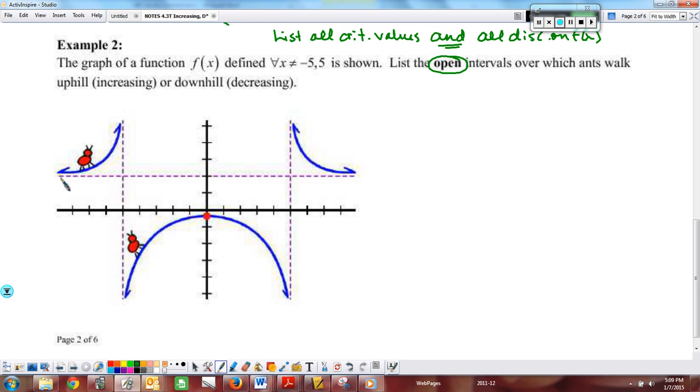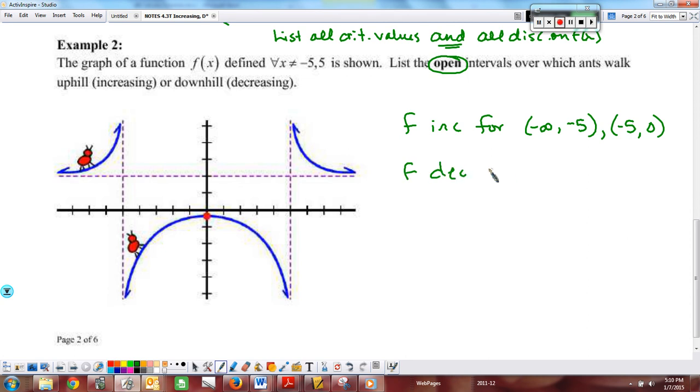As we scan left to right, as the ant walks, this ant's going uphill, so f increases for negative infinity to negative 5. Now, above I said x is an element of. A lot of times we drop that. We just always assume we know x is an element of. But we're going to say f increases for this interval, but that's not the only interval that he walks up. He's still walking up over here, but because of the discontinuity, we had to separate it into a new interval for which he is walking up. So he also walks up from negative 5 to 0.